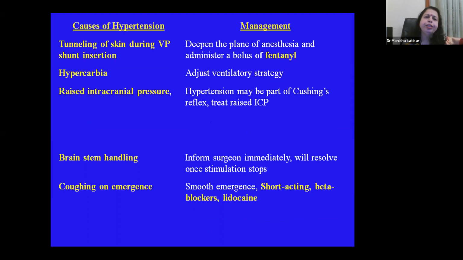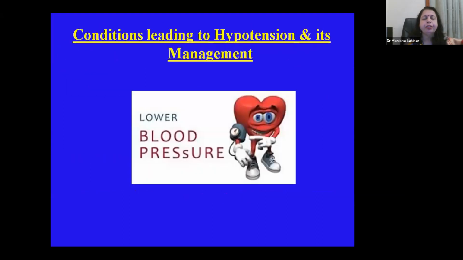If the patient is undergoing VP shunt surgery, then when the surgeon is tunneling under the skin during shunt insertion, there may be a sudden rise in blood pressure and tachycardia. So deepen the plane of anesthesia. Any factor that causes raised ICP, any brainstem handling, any coughing on emergence, all these factors you need to take proper care of and avoid hypertension in a neurosurgical patient.